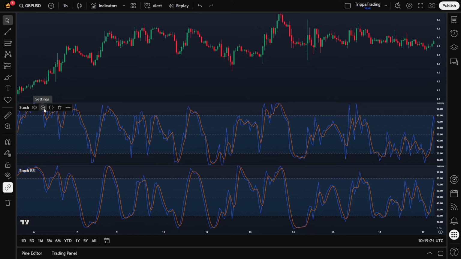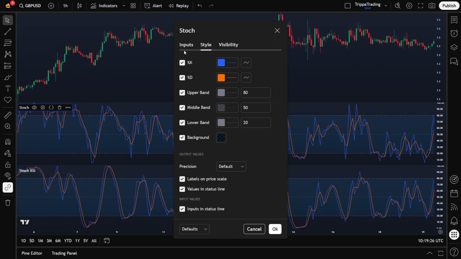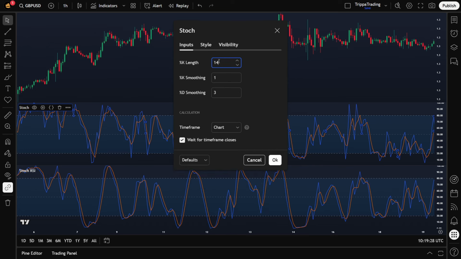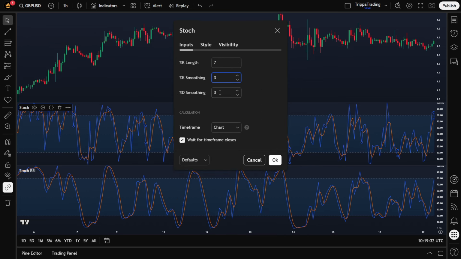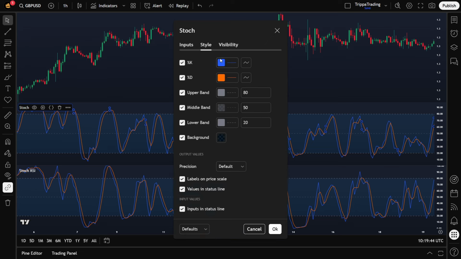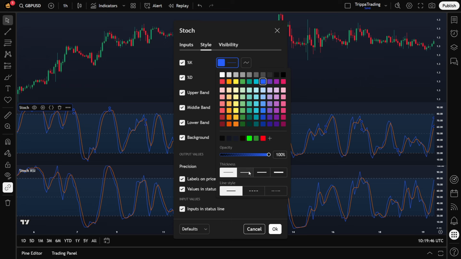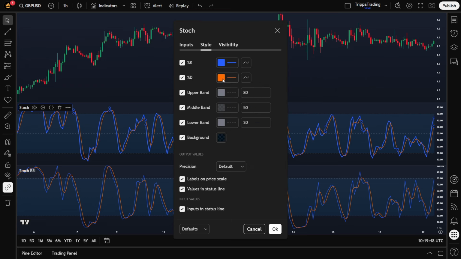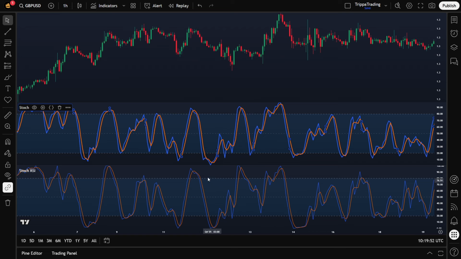First, open the settings of the stochastic oscillator. On the Inputs tab, set %K length to 7, %K smoothing to 3, and %D smoothing to 3. This makes the stochastic sensitive enough to catch pullbacks, but not so fast that it flips every candle. On the Style tab, just make both lines a little thicker, so they're easy to see. After these changes are done, click OK.